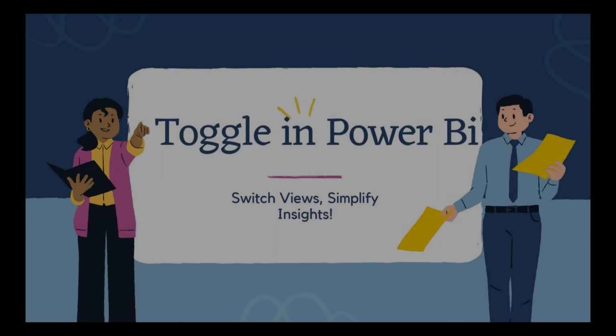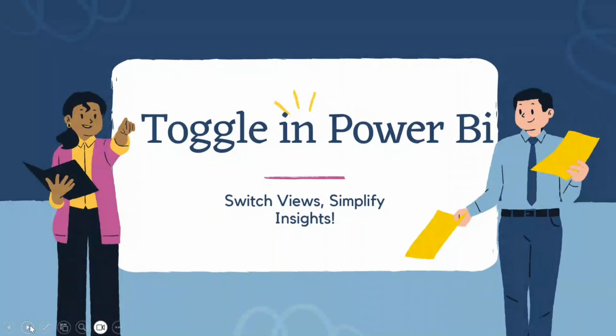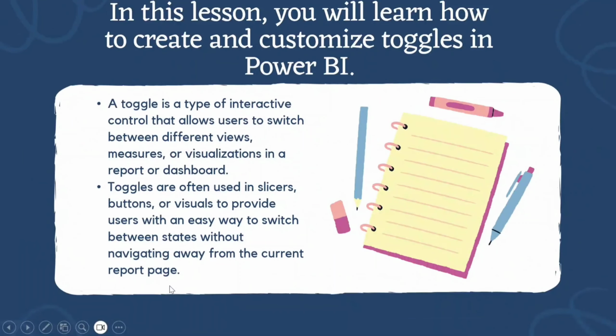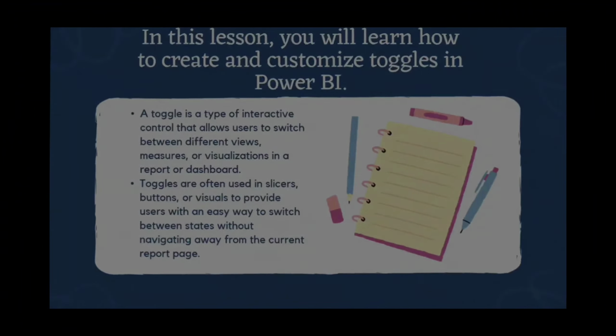Today in this video we will see how to create a toggle in Power BI. So before starting, we will see what a toggle is. A toggle is a type of interactive control that allows the user to switch between different views, measures or visualizations in a report or dashboard. Toggles are used when we want the user to dynamically interact with a report or dashboard. So without any further delay, let's start creating the toggle.